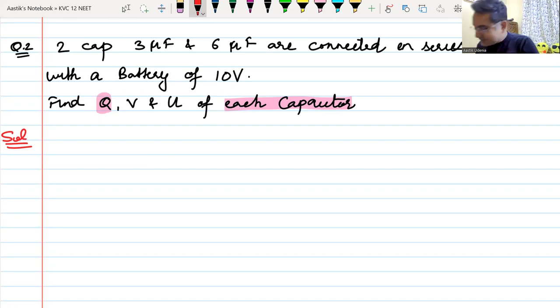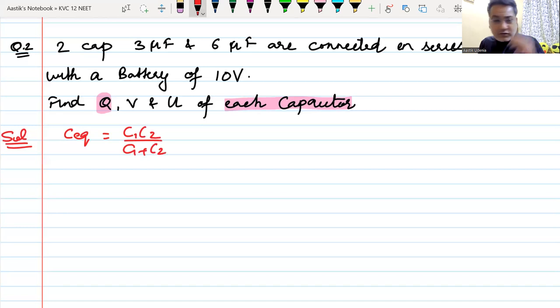Okay, I'll do that. So first of all, you have to find out the value of C equivalent, C1 C2 upon C1 plus C2. I hope everyone has got the answer for this. 3 into 6, 18 divided by 3 plus 6, 9. So the C equivalent comes as 2 microfarad. Everyone understands this? Yes or no? Boys, everything okay in the universe?